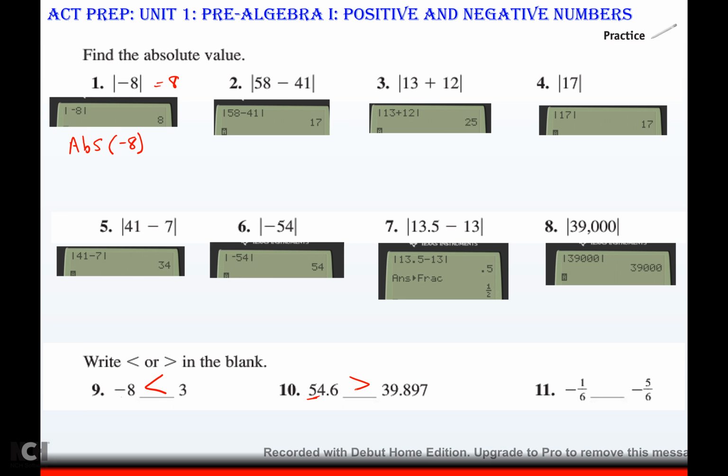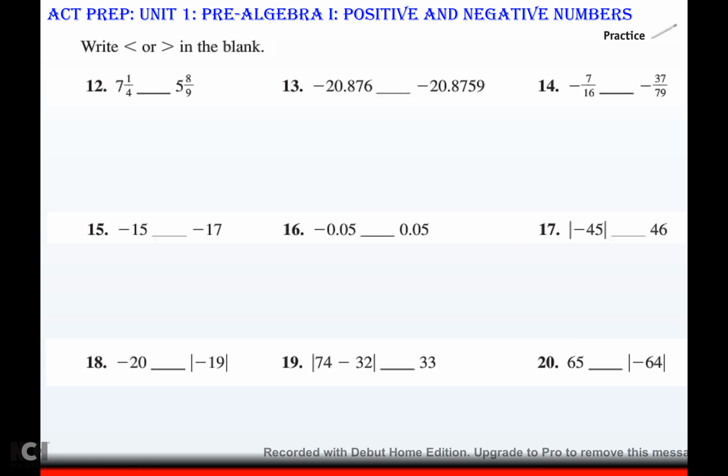Okay, so I've got negative 1/6, which, just a second here. I put it on the calculator. Okay. Negative 1/6 is negative 0.16 repeating. Negative 5/6 is negative 0.8. Negative 0.8 is bigger, which actually means that one is the smallest one.